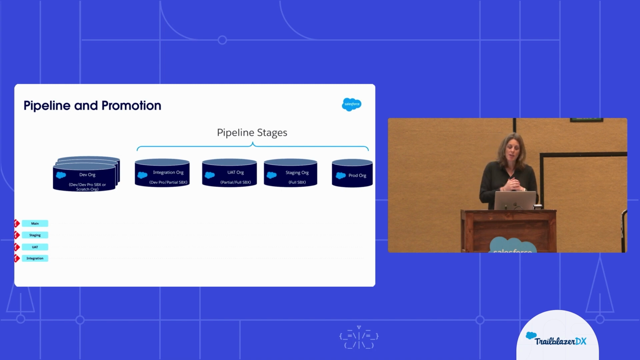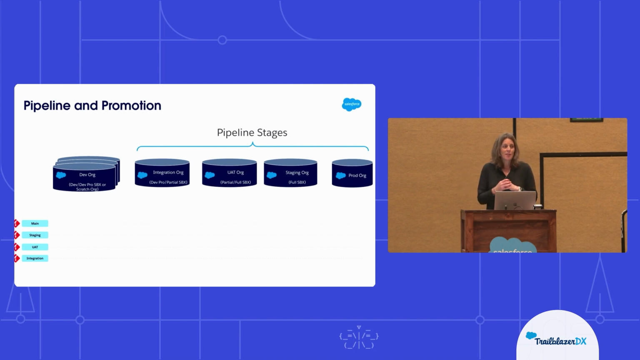What we are showing here are 3 test stages: integration, UAT, and staging. These are different types of sandboxes, and you can configure any number of these stages and any type of sandbox that you want to use for each one of these stages before we finally go into production. This is what we call our pipeline stages.